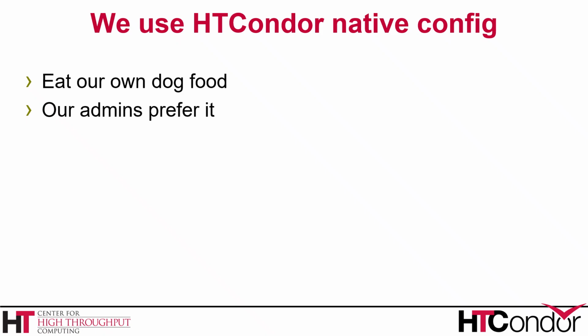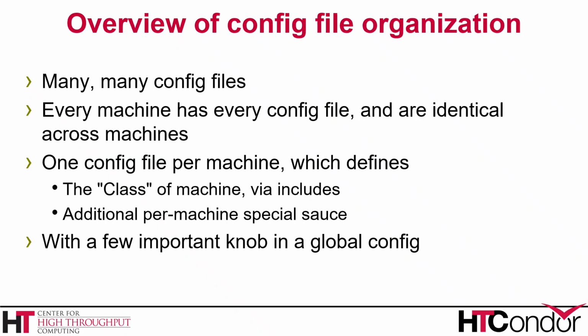So in CHTC, we use the native Condor config, and there's really two big reasons for that. First, there's the dog food argument where we want to test this and experiment with it and make sure that it's correct and sufficient. And by exercising it heavily within the CHTC, we get that time on use. That's so important for making sure we're doing the right thing. And our admins actually prefer it. We give them the choice to some degree, and they feel strongly that this configuration language is the right way to manage a large Condor pool.